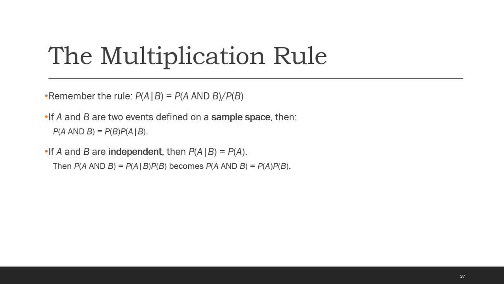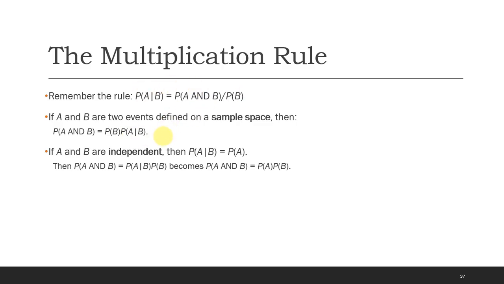We have already talked about conditional probability. The probability of A given B can be computed by taking the probability of A and B and then dividing by the probability of B. You can rearrange this formula: multiply both sides by the probability of B to get that the probability of A and B equals the probability of B times the probability of A given B. So it's just rearranging this formula.